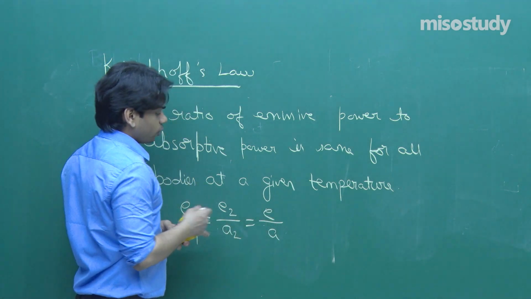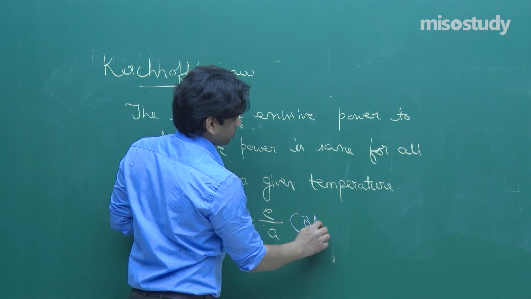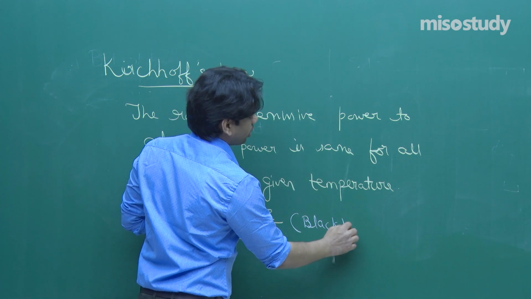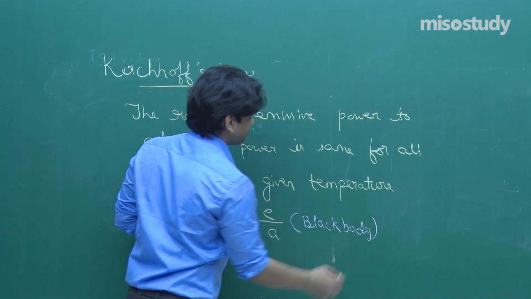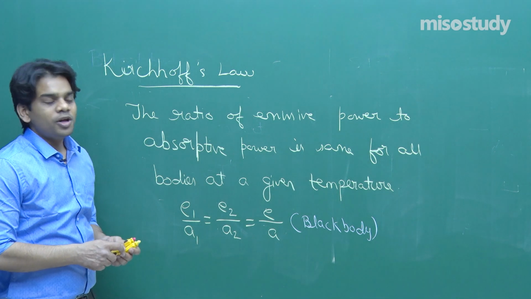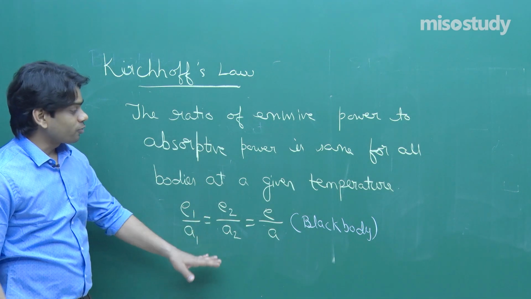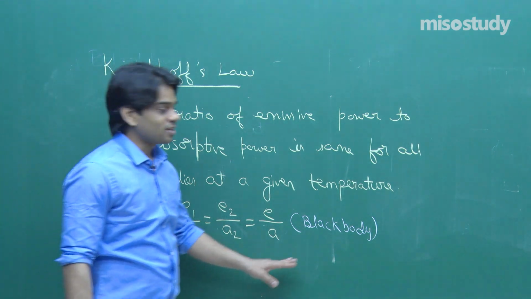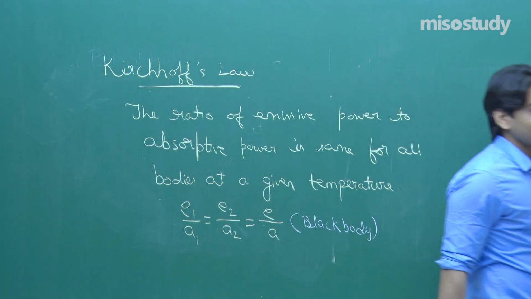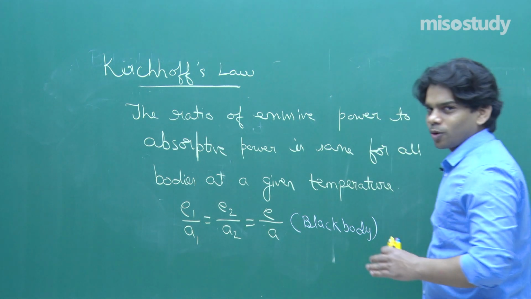This is what we are referring to as a black body, because a black body is also a body, so you can write in this way, E by A of a black body. So this is the ratio that is actually signifying Kirchhoff's law. I will talk more about it. What you do first, take note till here. I will start from the other end. Okay, I believe that you would have understood about Kirchhoff's law.